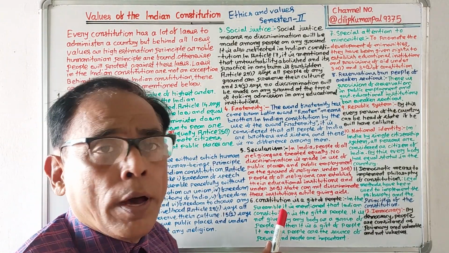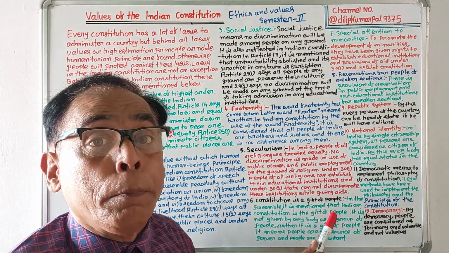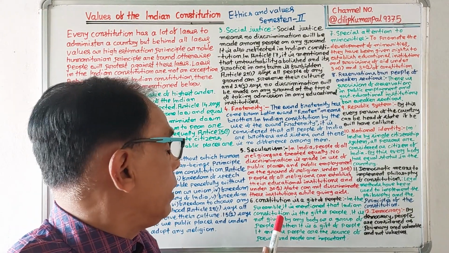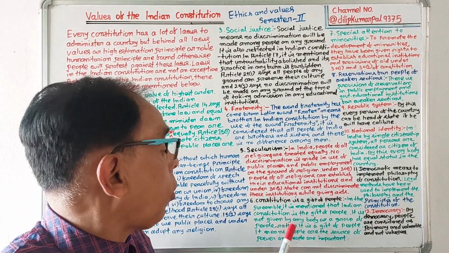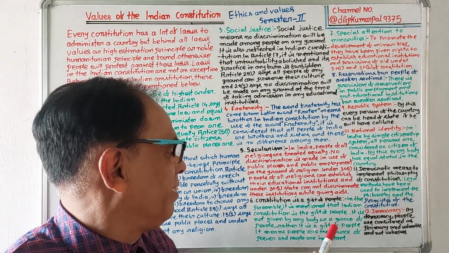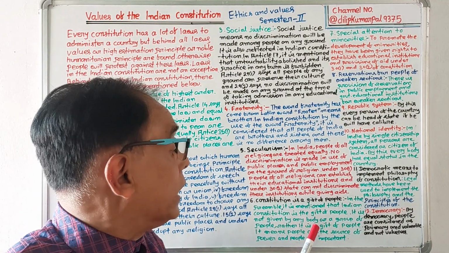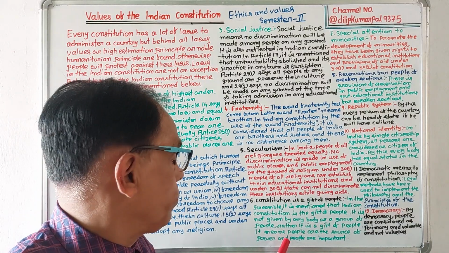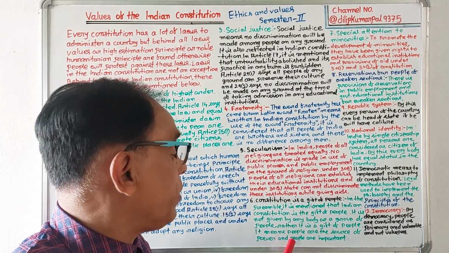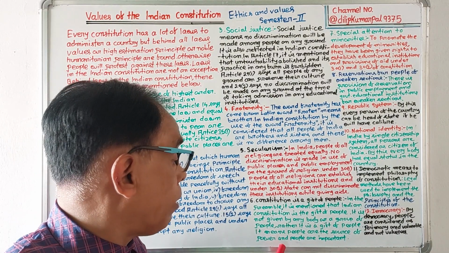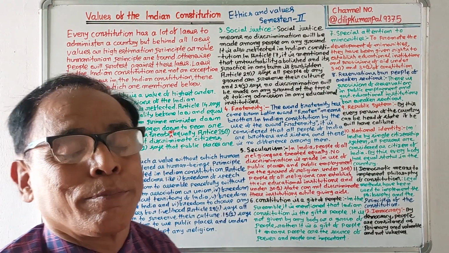Then, the sixth one: the Constitution is a gift of the people. In the preamble, it is mentioned that the Indian Constitution is a gift of the people. It is not given by anybody or a group of people. Rather, it is a gift of the people. It means people are the source of power and people are important.